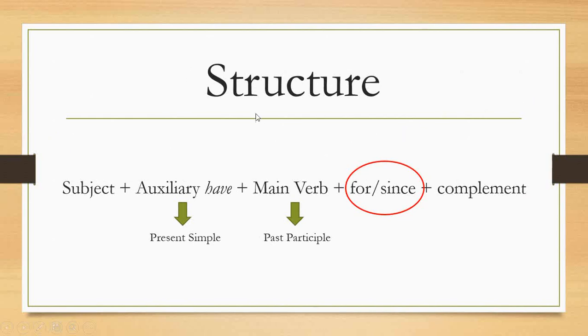Okay, here we have the structure to place the words for and since. In the affirmative form, we're going to place the words for and since right after the main verb, between the main verb and the complement. We have subjects, the auxiliary verb to have, the main verb, and in this place we're going to put the words for and since and the complement.